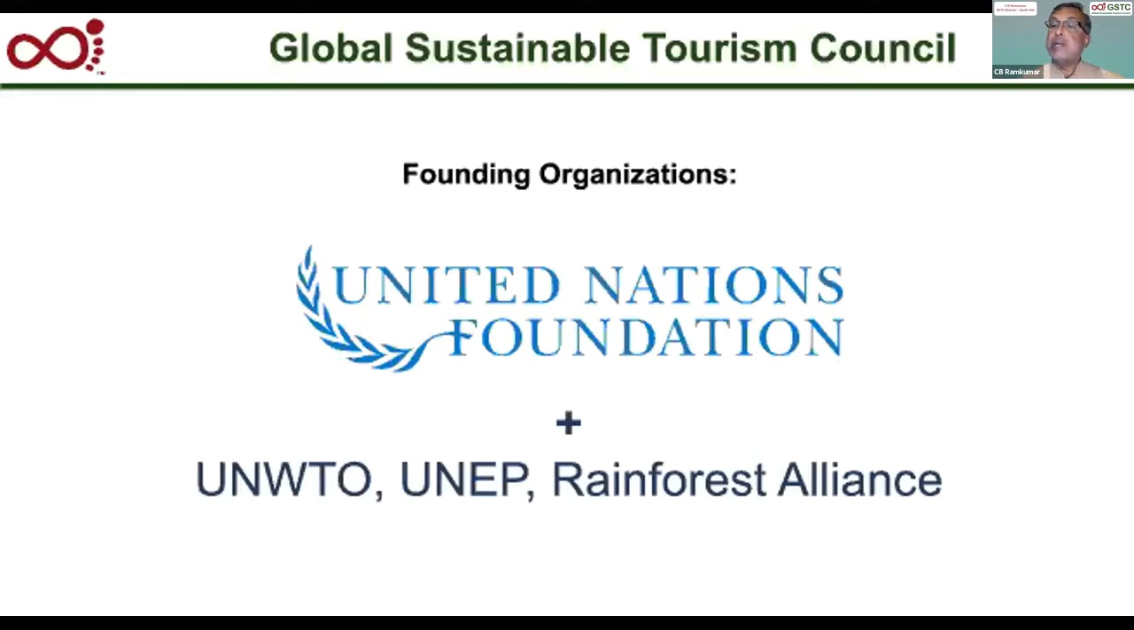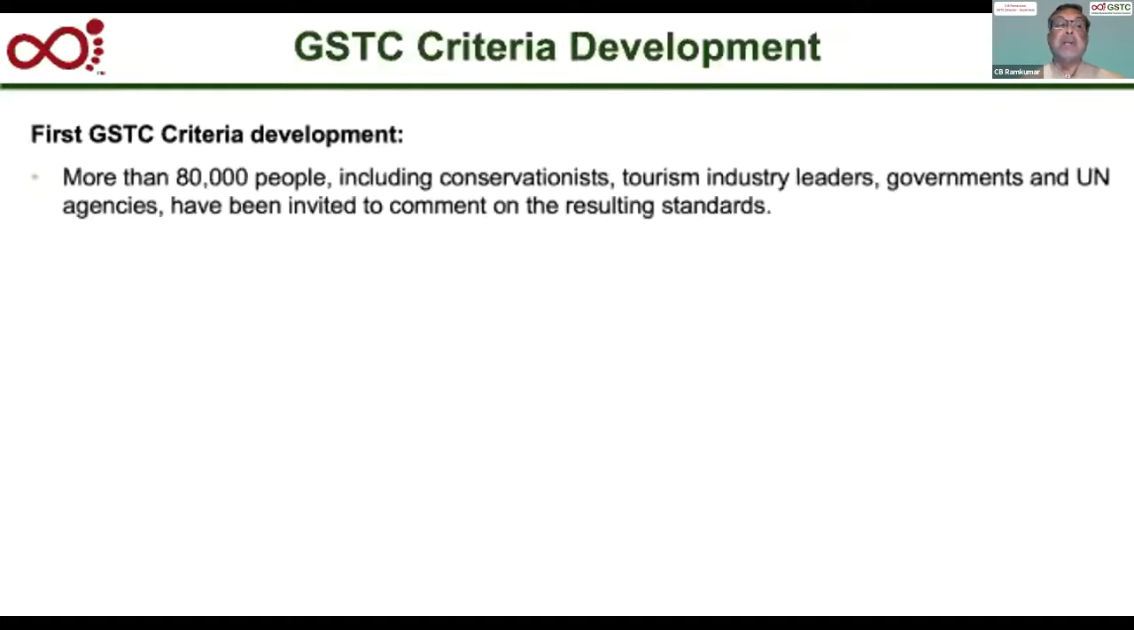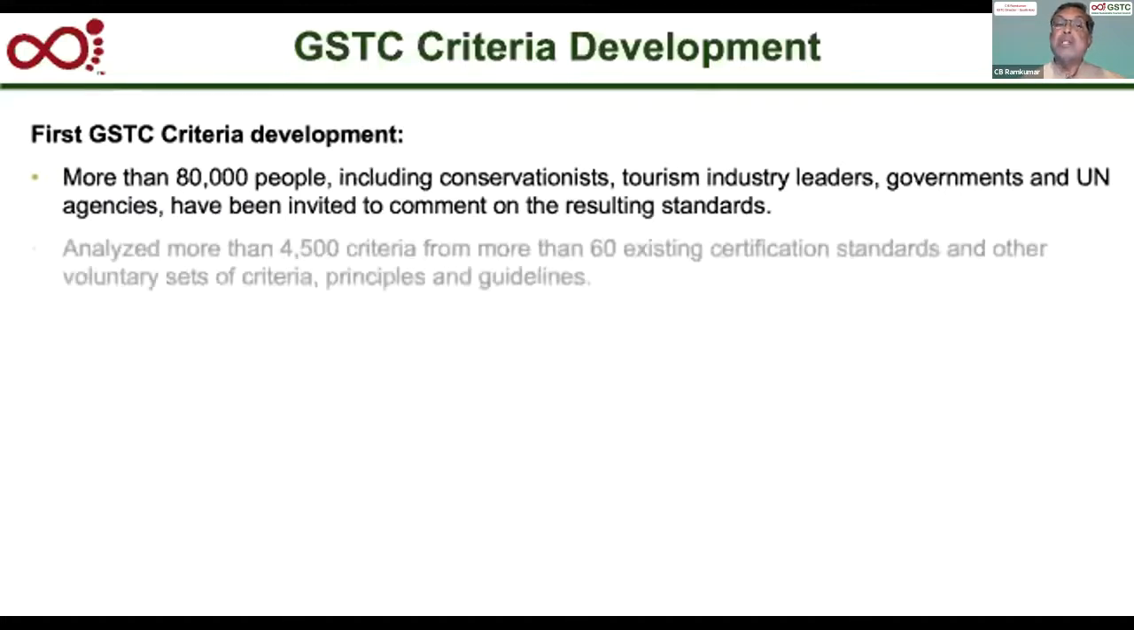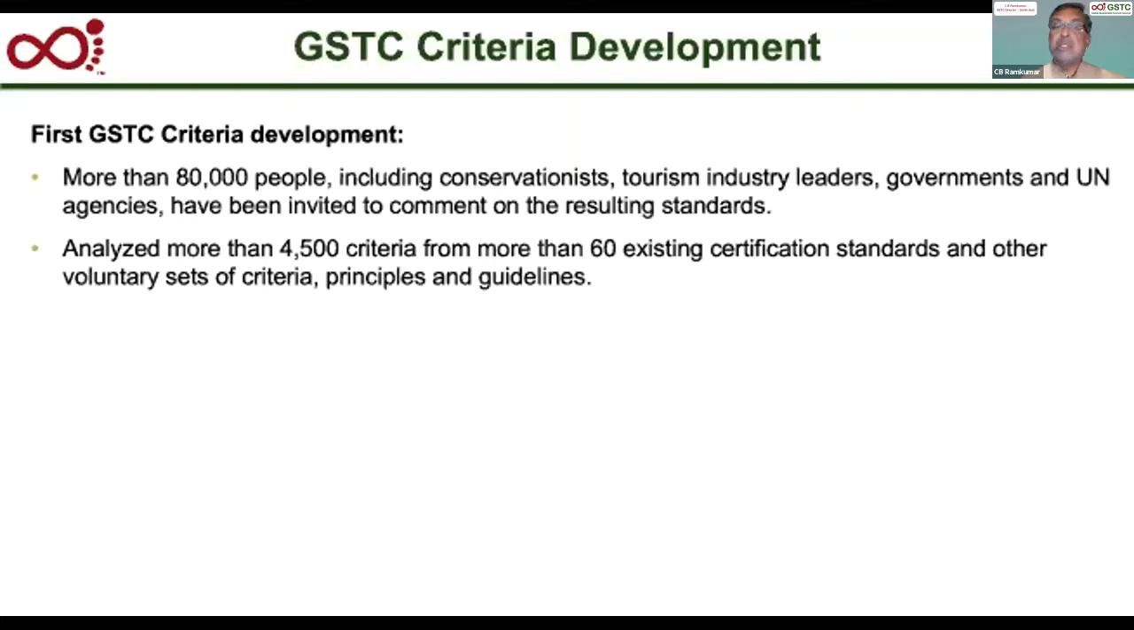So in 2008, we developed a set of baseline criteria that was organized around the 4 pillars of sustainability. And we'll go a bit into those details as we go along. Interestingly and importantly, the GSTC criteria is all about positivity. It is all a question of what we can do rather than what we can't or what we should not do. So in the first criteria development, more than 80,000 people participated, including conservationists, tourism industry leaders, governments, UN agencies. They all commented on the resulting standards. We analyzed more than 4,500 criteria from over 60 existing certification standards and other voluntary sets of criteria, principles and guidelines.